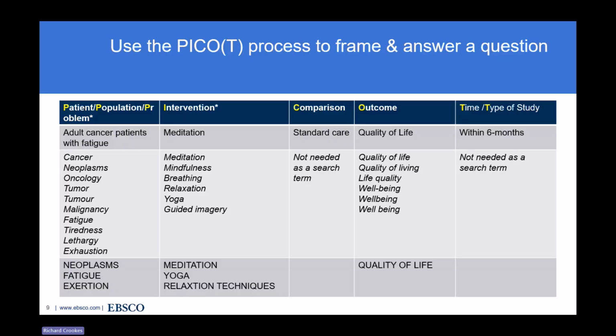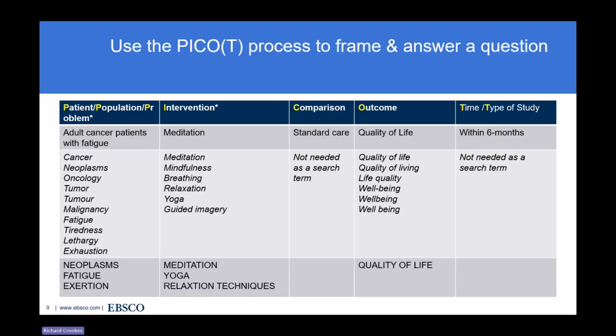The second column of the course is intervention. So we look at meditation, but it also could be mindfulness therapy, breathing techniques, relaxation techniques, yoga, guided imagery as well. And of course, depending on the experience you have or the foreknowledge you have, you may come up with additional terms. This is just a sampling. I'm not saying this is exhaustive by any means. You may have your own ideas. You may have run searches like this before, and you may have other terms that you'd include.